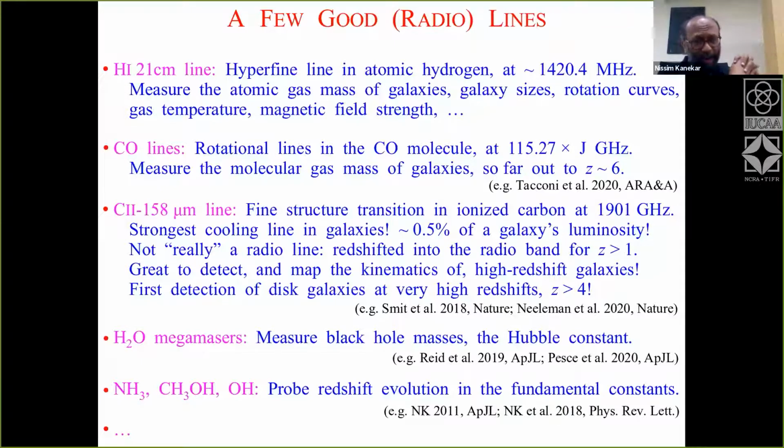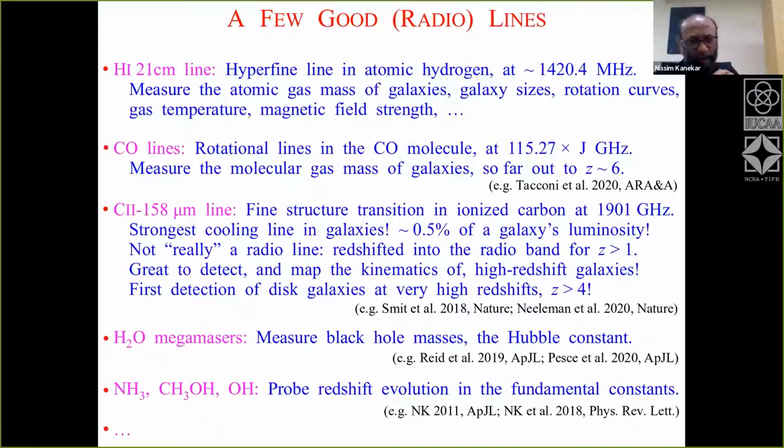The C plus 150 micron line is a superb line. It's a fine structure transition of ionized carbon. It's at 1.9 terahertz, 1901 gigahertz. And this line is special because it's the strongest cooling line in galaxies. It's the line that carries energy away from galaxies, it causes gas to cool. And this line in the Milky Way, just in this very narrow line, contains 0.5% of the entire galaxy's luminosity. So if you integrate the galaxy's luminosity from the gamma rays all the way to the radio, do the full integral, this one really narrow line contains 0.5% of the full luminosity. And that should tell you how strong the line is.